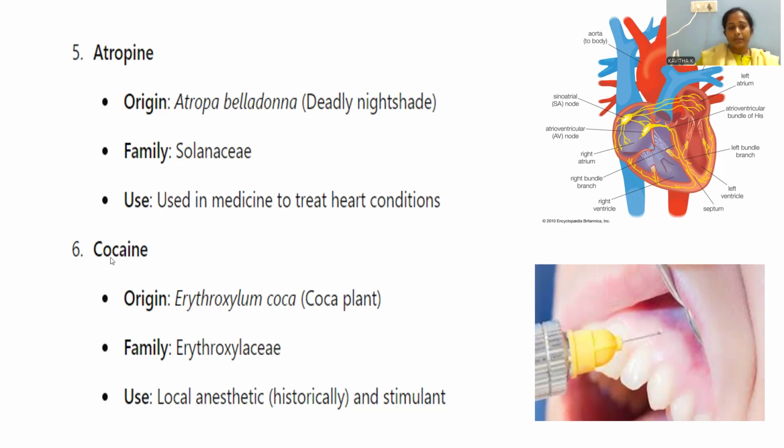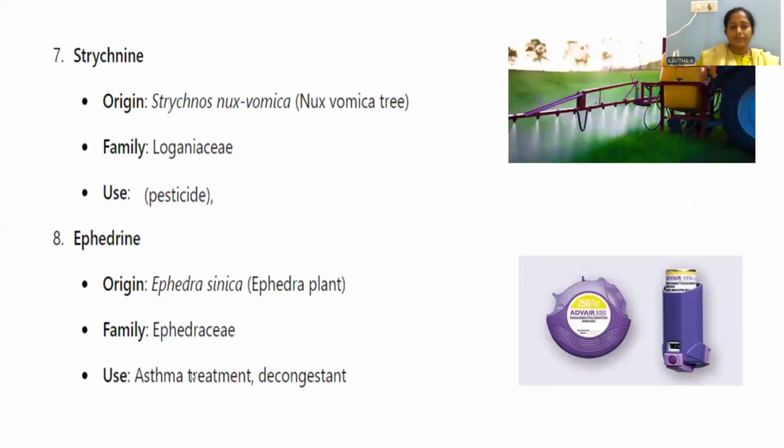And the medical activity of this one is a local anesthetic. Wherever it is actually required, only there it is used to give unconsciousness, not in the entire nervous system. Only the peripheral nervous system gets inactivated by means of this local anesthetic agent, and stimulation is another property as well, right? So this is the way cocaine will be there.